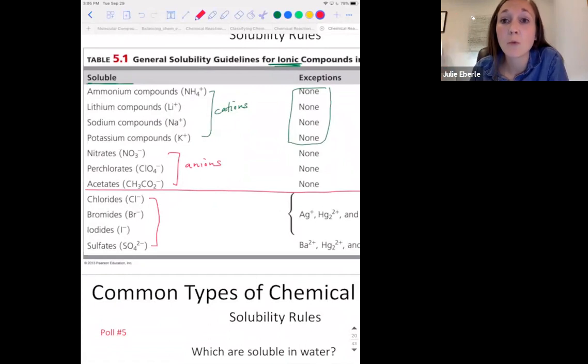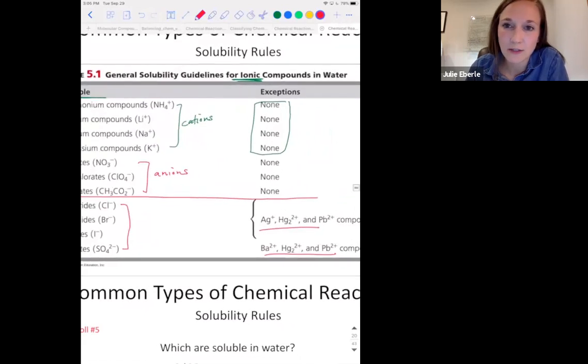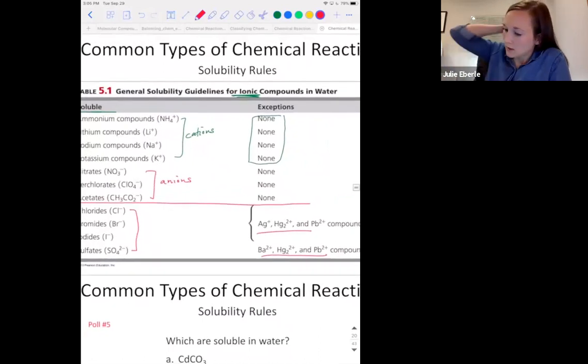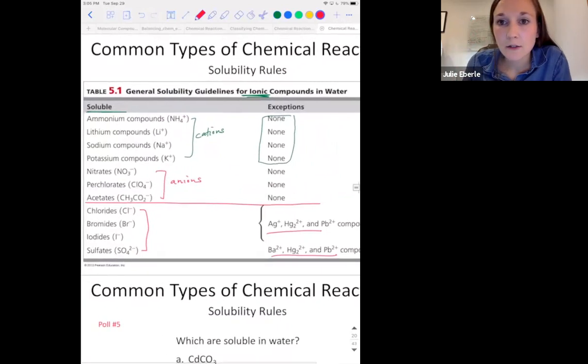So your compound will be soluble if you have chloride, bromide, iodide, or sulfate in it, unless the cation is one of these listed over here. There's six total, but really there's only four that you have to memorize. So for example, let's say your anion is chloride, and your cation is silver.